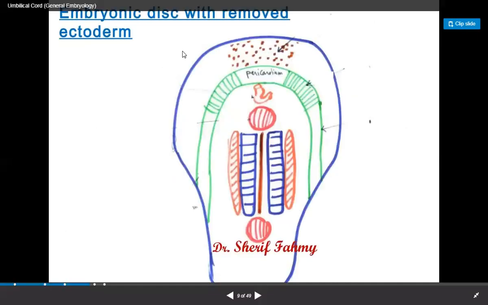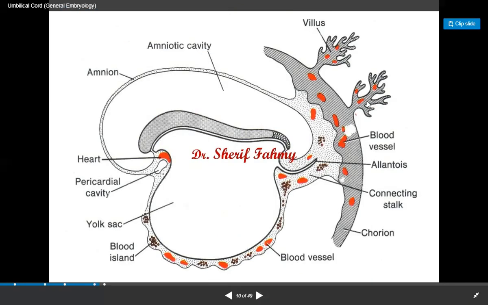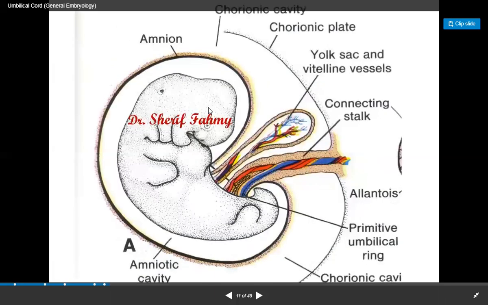Here we have the embryonic disc with ectoderm, and the pericardium, showing how the embryo develops. In short, it is explained over here: the villi and the connecting stalk. What I already explained is how the umbilical cord develops. After that it elongates and forms the umbilical cord, and in between, over here, is the yolk sac. This is the heart, this is the pericardial cavity, and on the outside is the amniotic cavity, and slowly this is connected and afterwards forms the umbilical cord.